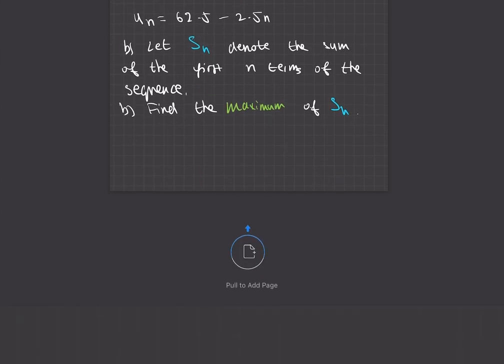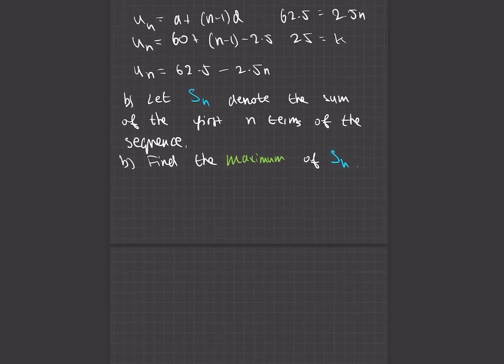Now this is the harder part. Let Sn denote the sum of the first n terms. Find the maximum. So this sequence, in terms of the value of the terms, is decreasing, right? Because it has a negative common difference. It's going down, down, down. So that means that we don't get a bigger number as we increase n past a certain point, because we're going to be adding negative terms.